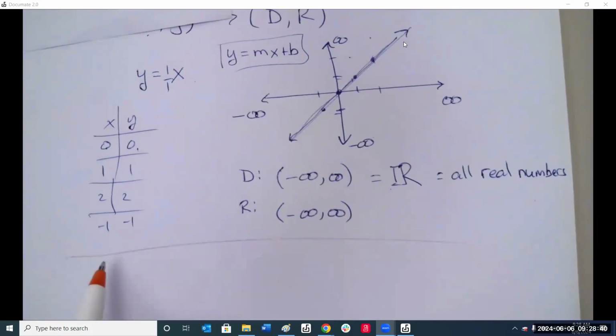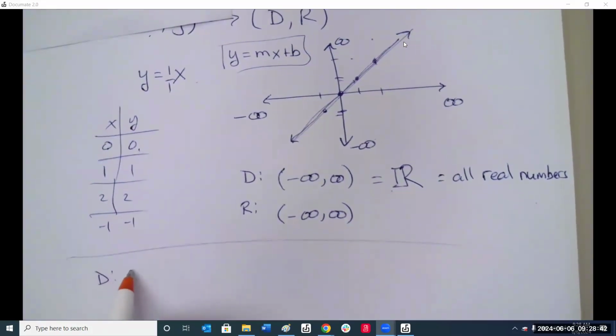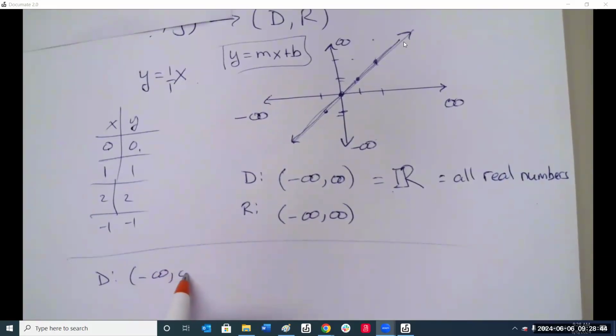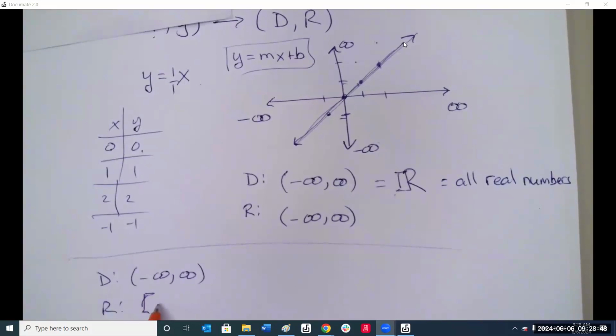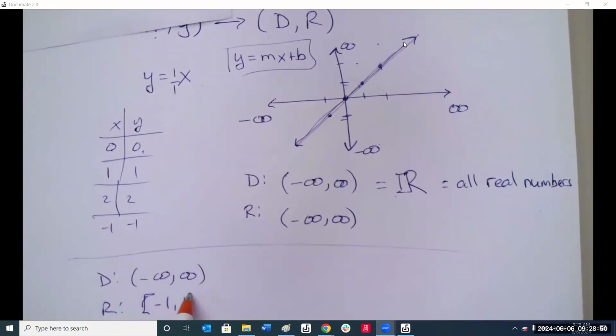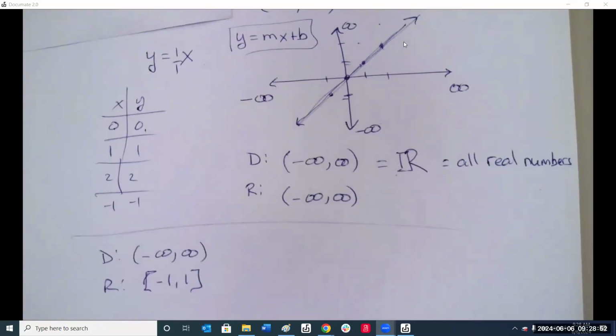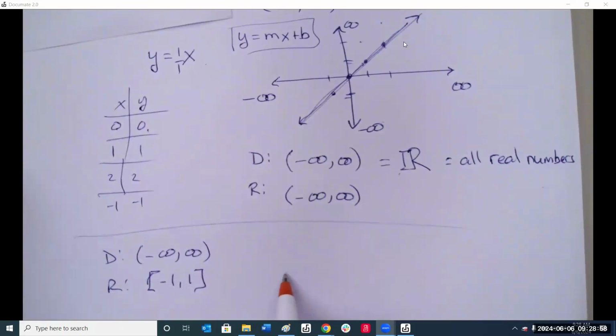So the domain of that one was negative infinity to positive infinity, and the range was -1 to +1. And that's this picture.